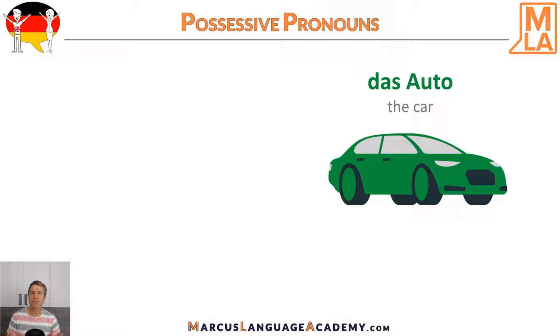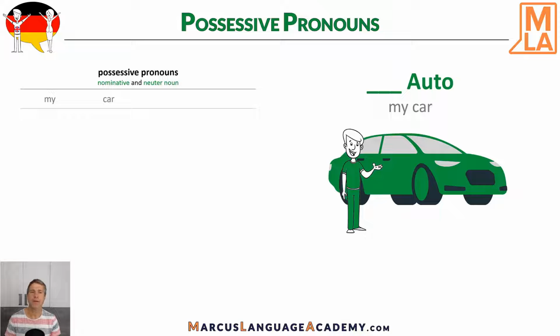Possessive pronouns indicate possession. Now let's see who owns the car. Auto in German is neuter and has the article das in the nominative case. I use the color green for everything that is in nominative. So what are the possessive pronouns in the nominative case for a neuter noun?